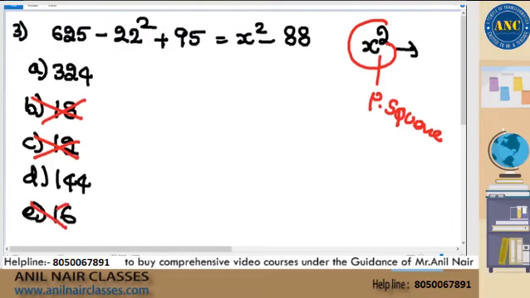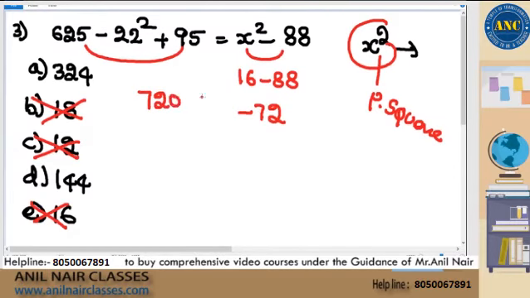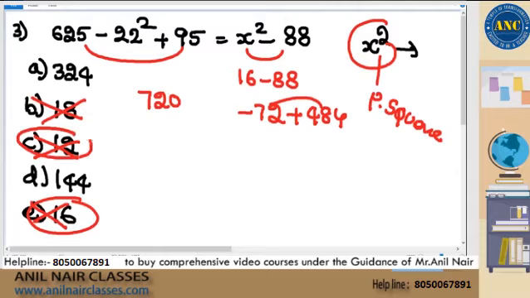16 cannot be subtracted from 88. I will get 16 minus 88, I will get minus 72. So 625 plus 95 is 720 minus 22 square. If it comes, the value is not matching. This is also not matching. This is also a perfect square, which never ends with 2, 3, 7 or 8.